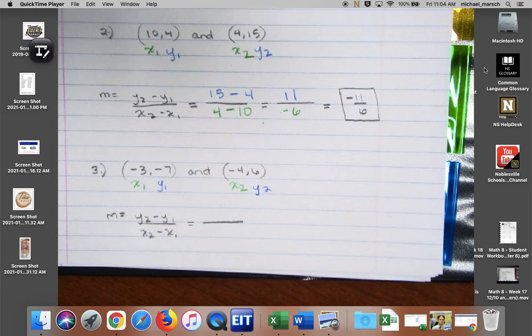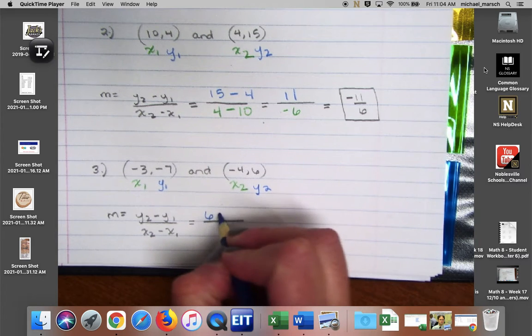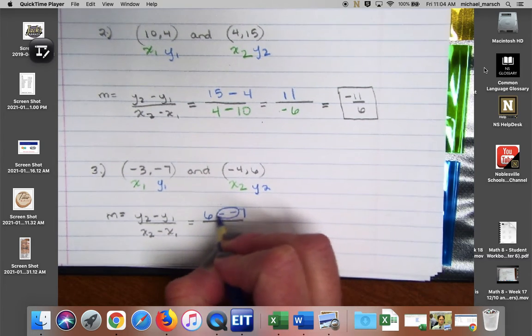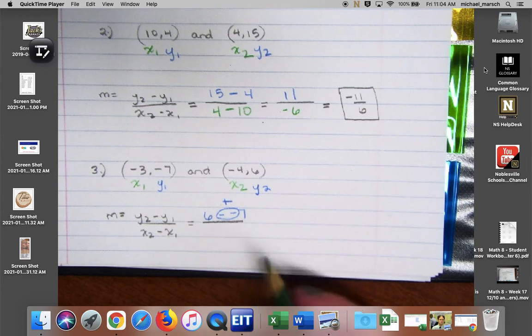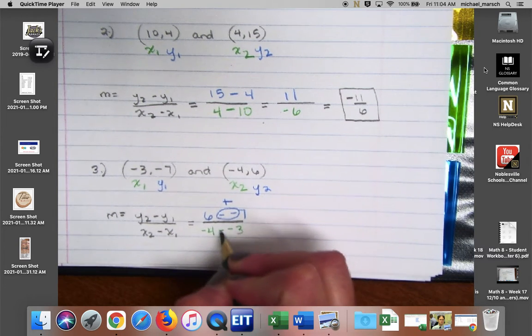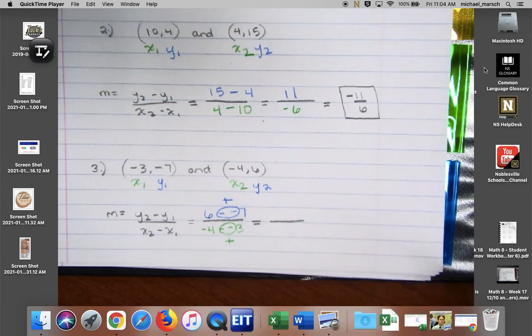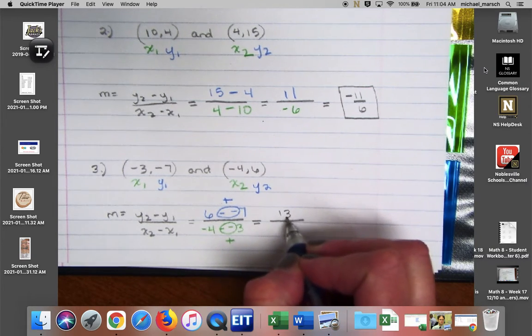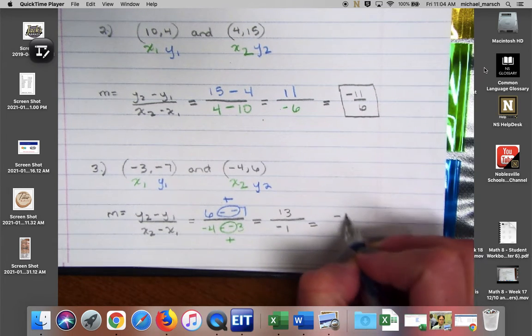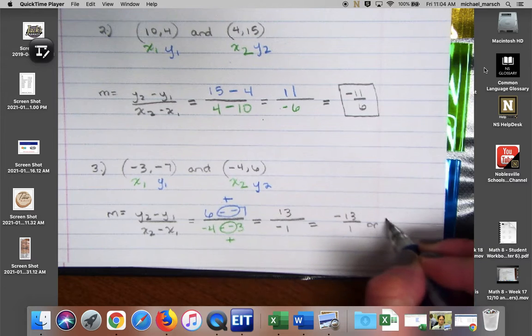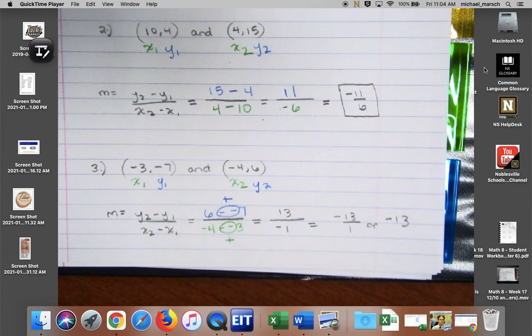All right, who's feeling brave? Who wants to tell me what you put in for the y's? I put 6 and then negative 7. But then you added them, right? Yep. And then how about the x's? Negative 4 and then negative 3, and then those became positive. And then you had to add those. Good. So what did you get when you did 6 plus 7? Negative 13 over 1. Well, this is going to be 13 over negative 1, but then yes, you change it to negative 13 over 1 or negative 13. Who's with me? Yeah?